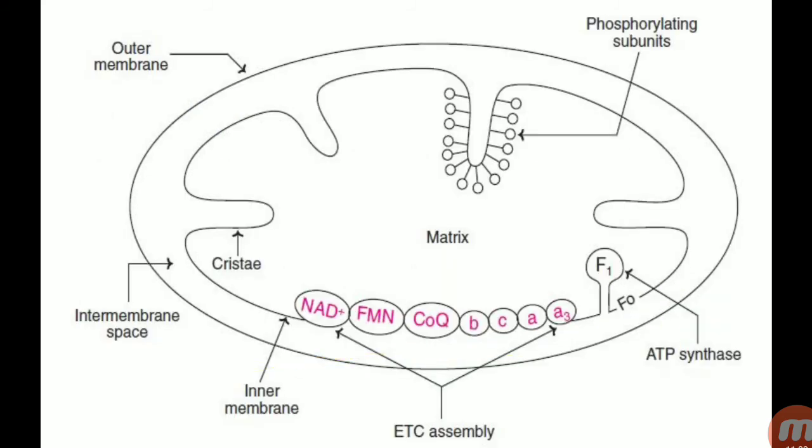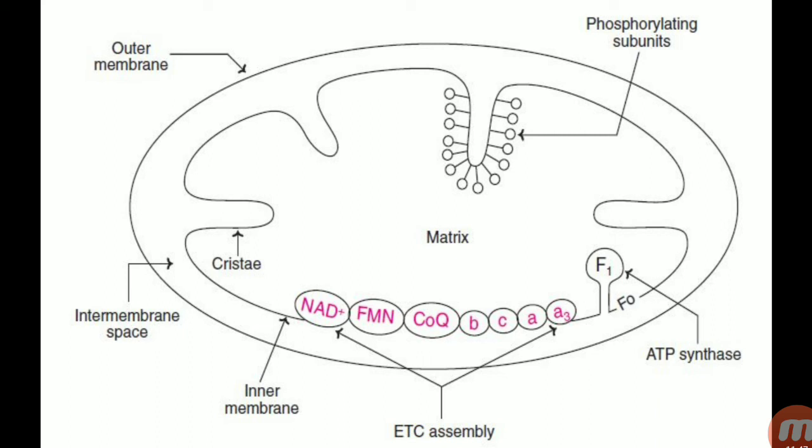So when you see the structure of mitochondria, in an overview of the ETC, there is an outer membrane and an inner membrane, and in between these two there is an intermembrane space. The inner membrane contains the components of the electron transport chain that are kept in a sequence. As I've already told you, this NADH is the nicotinamide nucleotide, FMN is the flavoprotein, this CoQ is coenzyme Q, and these B, C1, C, A and A3 are the cytochromes.